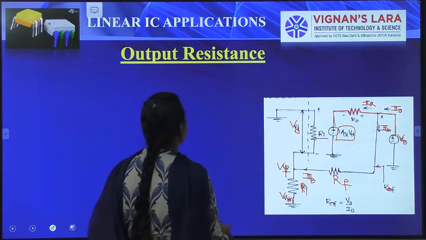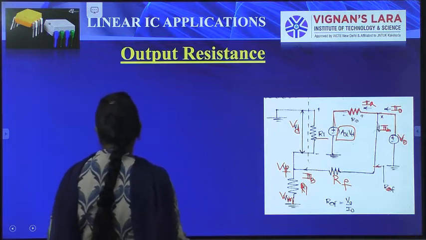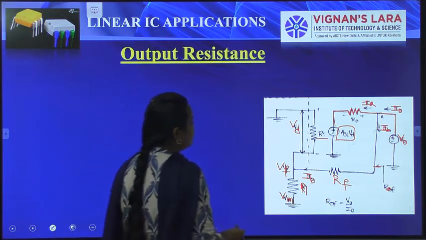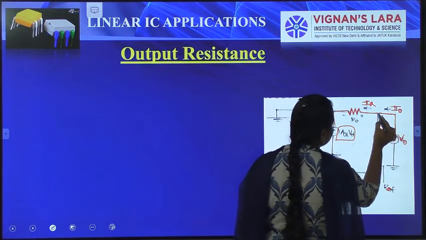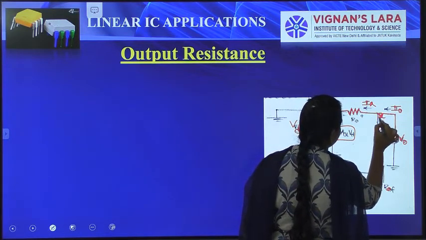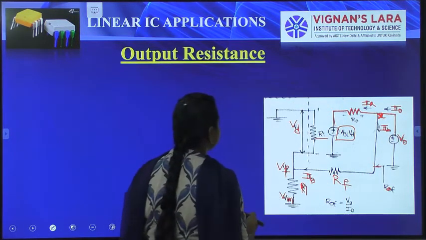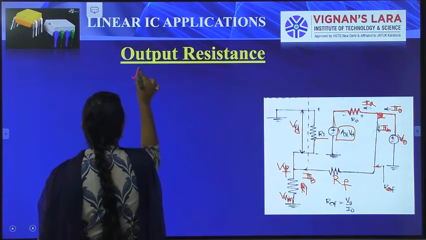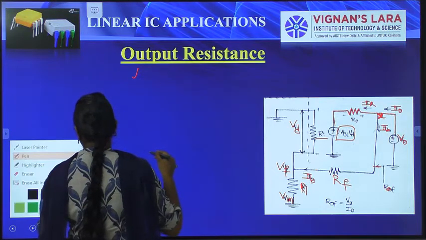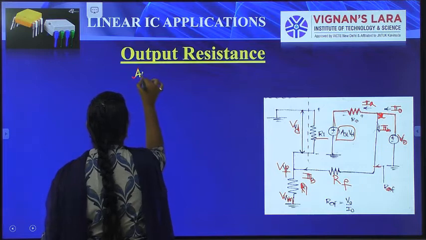So I am going to calculate the output resistance by using this circuit. Here we have a node X. I am going to apply KCL at this node. Simply apply KCL.